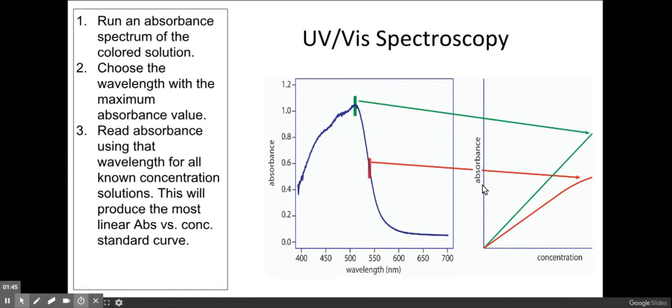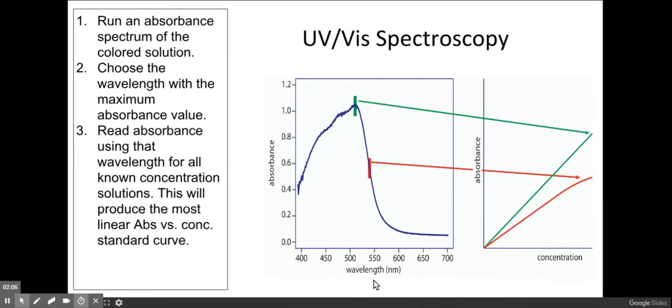You will measure its absorbance, and then you will track that absorbance over to this line, which is going to be your standard curve, standard linear curve, that you make from solutions of known concentration. And then from that absorbance, you would read a concentration.